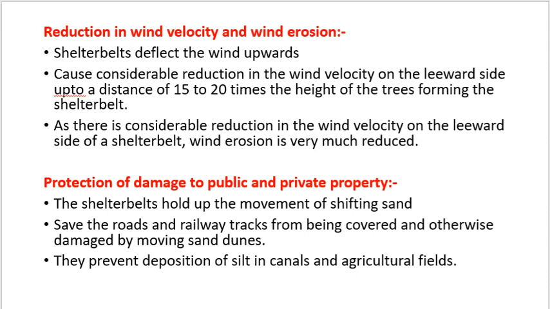As there is considerable reduction in the wind velocity on the leeward side of the shelter belt, wind erosion is very much reduced. Protection from damage to public and private property. Shelter belts hold up the movement of shifting sand, save the roads and railway tracks from being covered and otherwise damaged by moving sand dunes. They prevent the deposition of silt in canals and agricultural fields.